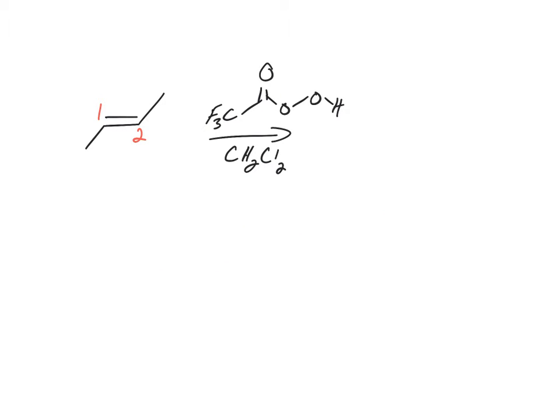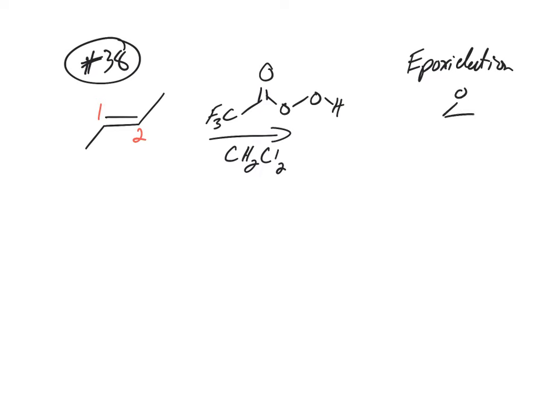So this is number 38. What kind of reaction is this? Who recognizes this reagent? It's an epoxidation. It's forming the three-membered ring with oxygen. This oxygen right here. Everybody see that? That's the oxygen that gets added.